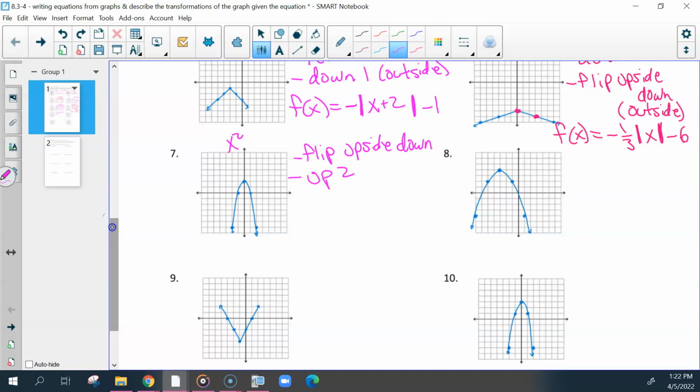I'm going to draw the parent function on here. What did you say? Oh, is that small? Yes, it got narrow, so there's a scale factor. It was vertically stretched.